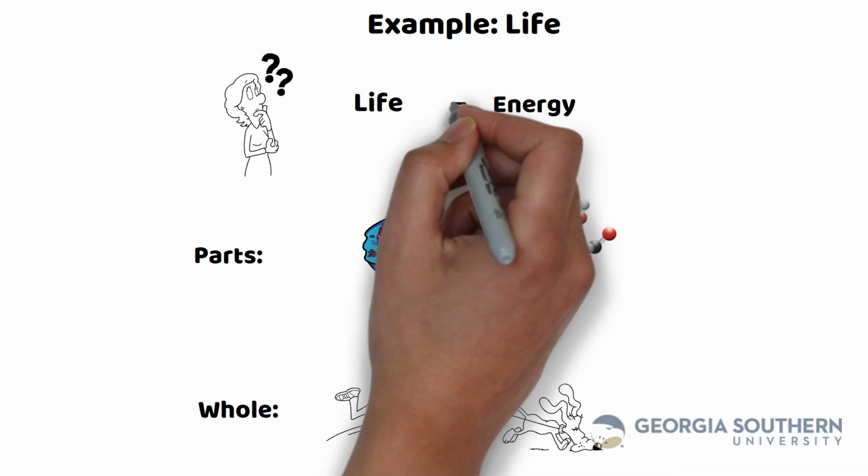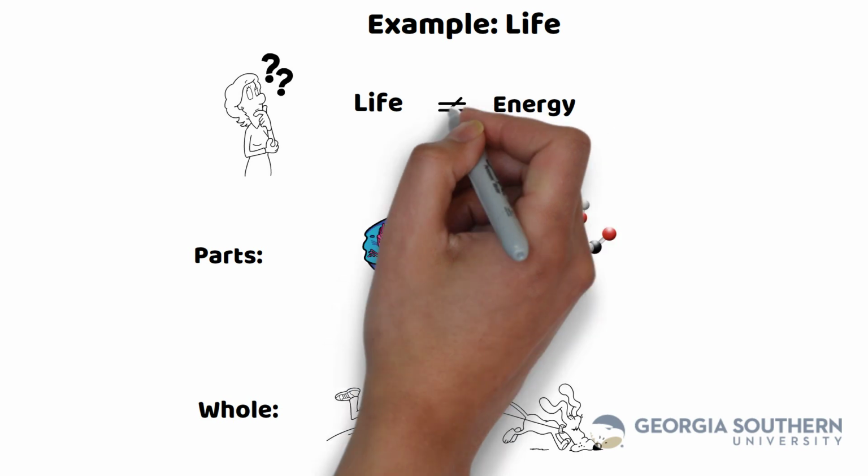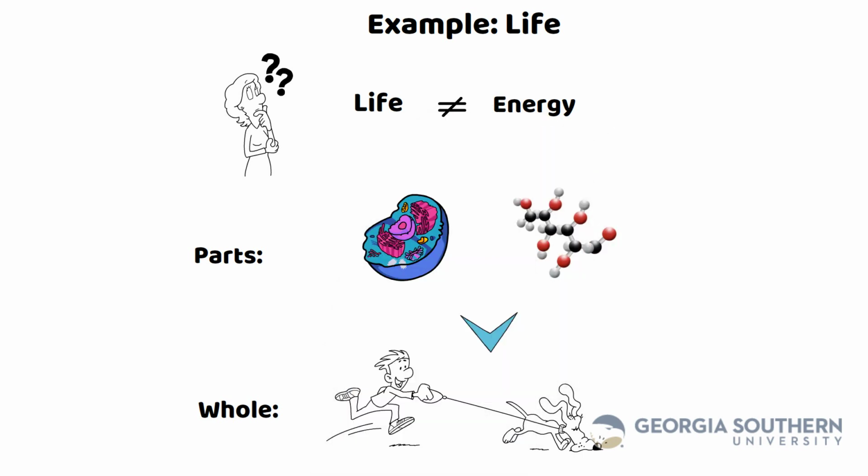This tells us that life is not energy. Organic molecules like carbohydrates and lipids store energy, but they do not have life. Similarly, a dead animal has organic molecules and therefore energy, but it does not have life. Let's look at another example.